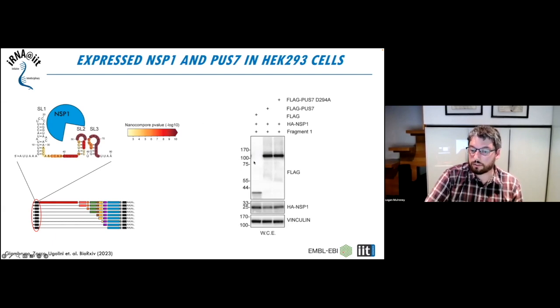And so in HEK293 cells, we expressed our fragment 1, which is the first 500 nucleotides of the SARS-CoV-2 genome. And so that includes this TRSL sequence. And then we also expressed the NSP1. And then we expressed 3 different constructs: either an empty FLAG tag, a FLAG tag pseudouridine synthase 7, and a FLAG tag PUS7 that is catalytically disrupted. And looking at the Western blot here, the protein expression for our 2 different pseudouridine synthase 7 constructs are about the same. And the NSP1 is roughly the same when normalized for our loading control.